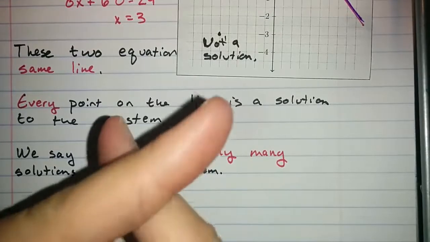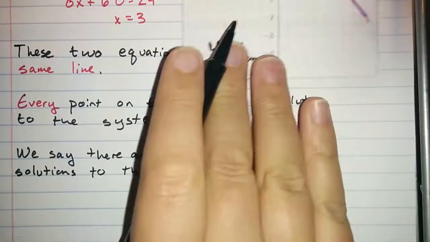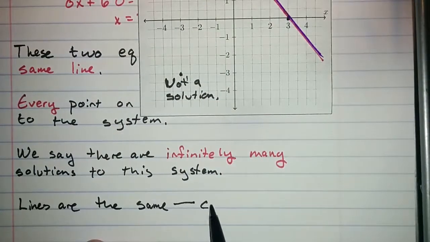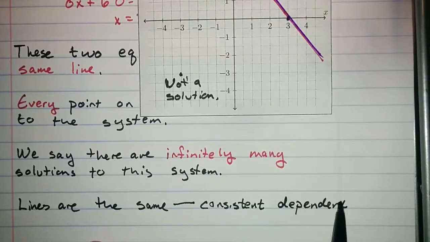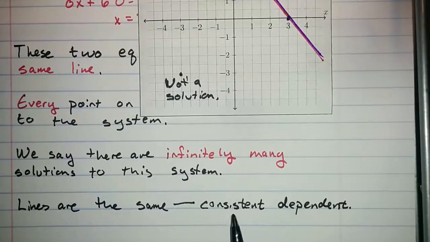Remember when we said when the lines cross at one point, it's consistent independent? When we have a system like this, where they're the same line, we call this system consistent. That is, they can be true at the same time. Dependent: not only can they be true at the same time, they're always and only true at the same time. If we know whether one is true, we know all about the other one. So they are consistent, but they're dependent on one another. A system like this is consistent dependent.